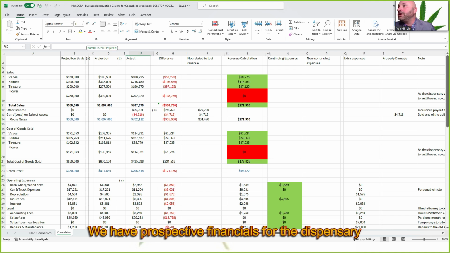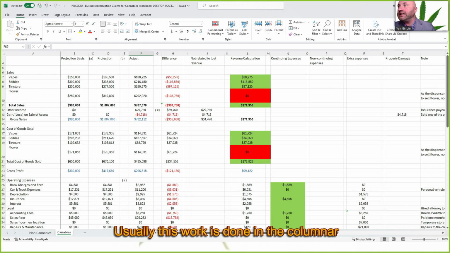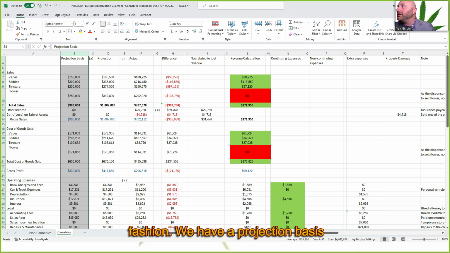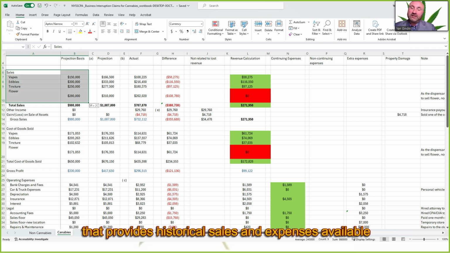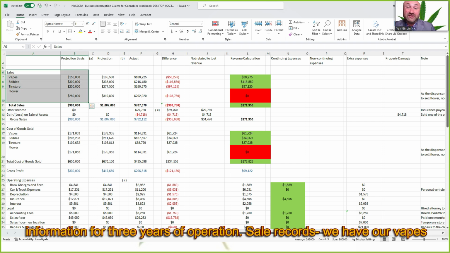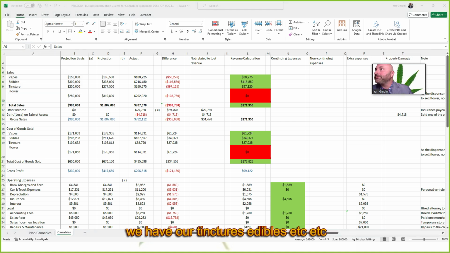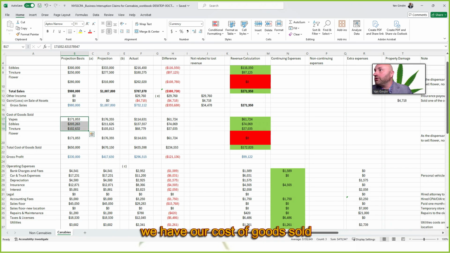Usually this work is done in a columnar fashion. We have a projection basis that provides historical available information for the 3 years of operation. We have our vapes, we have our tinctures, edibles, etc. We have our cost of goods sold.